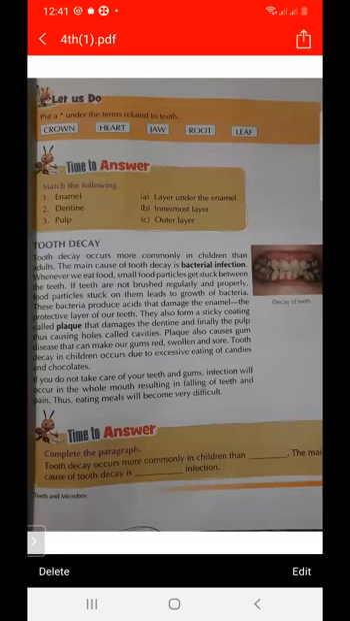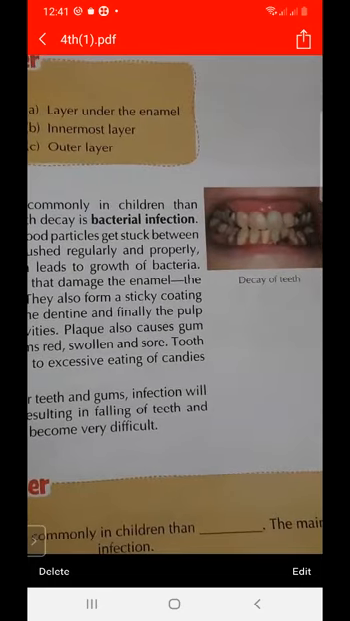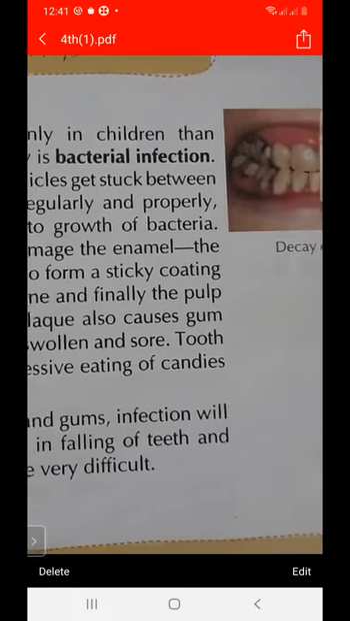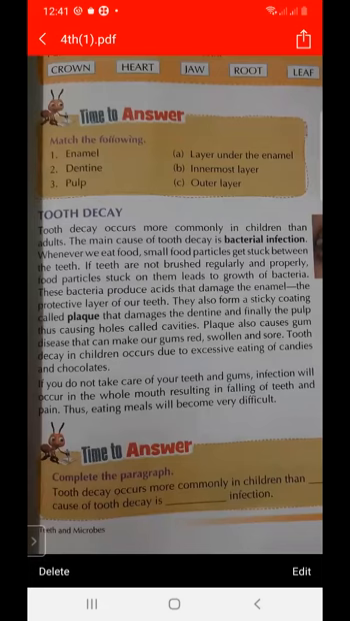So what do we mean by cavities? The small holes in the teeth are called cavities. Here the cavities are shown. So plaque also causes gum disease that can make our gums red, swollen, and sore.